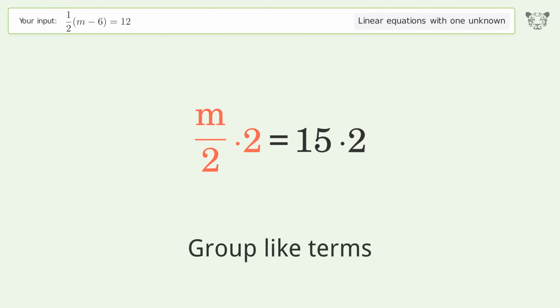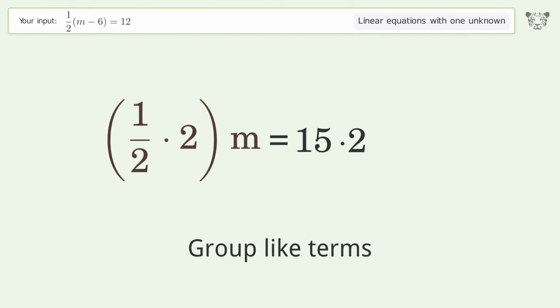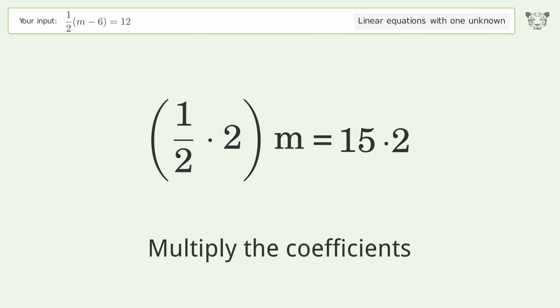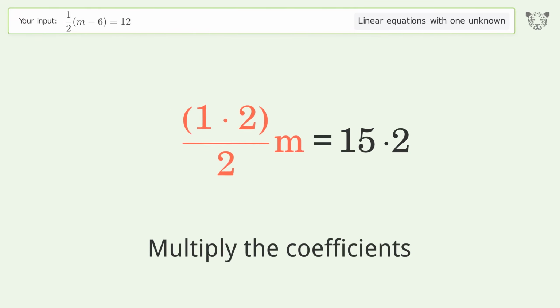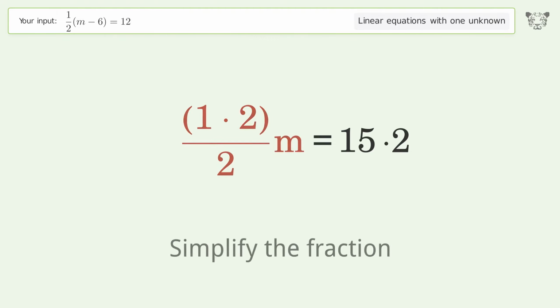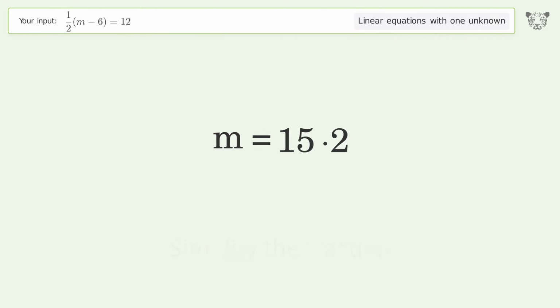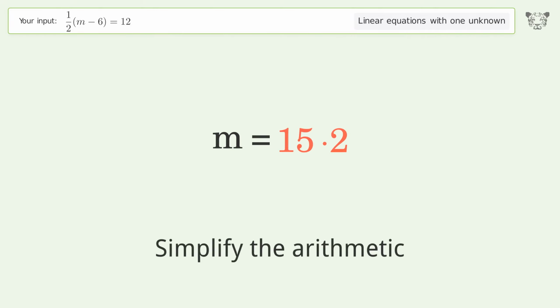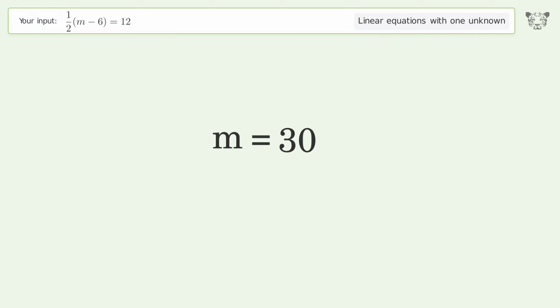Group like terms. Multiply the coefficients. Simplify the fraction. Simplify the arithmetic. And so the final result is m equals 30.